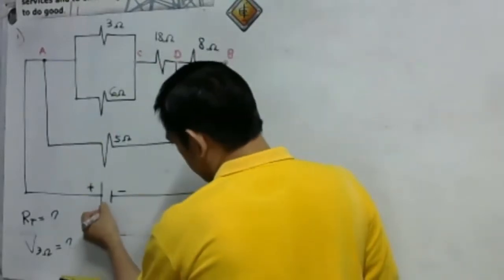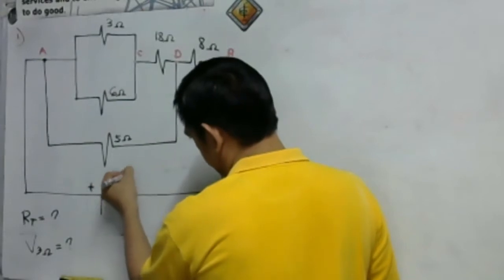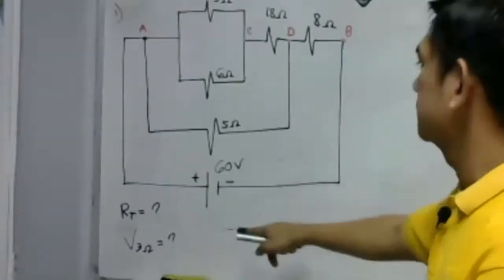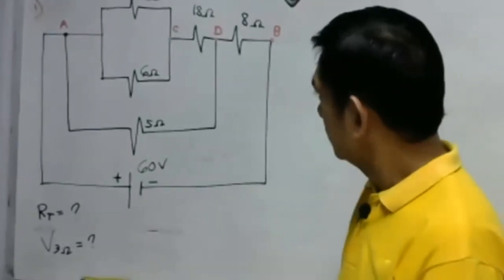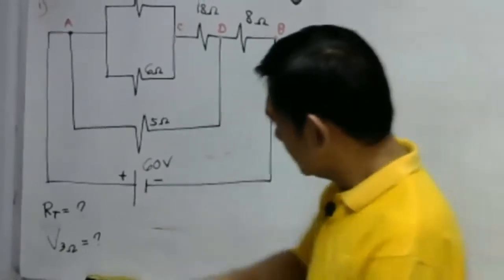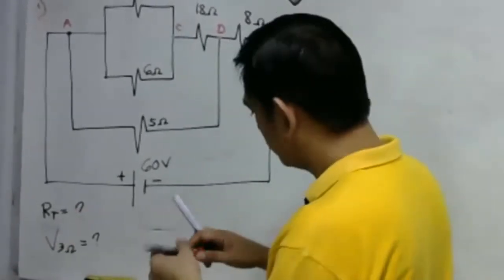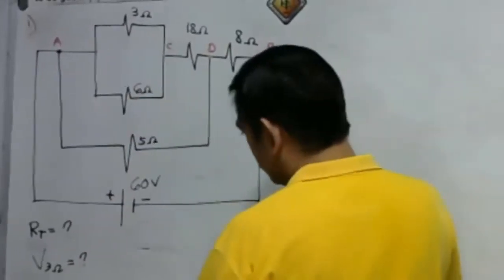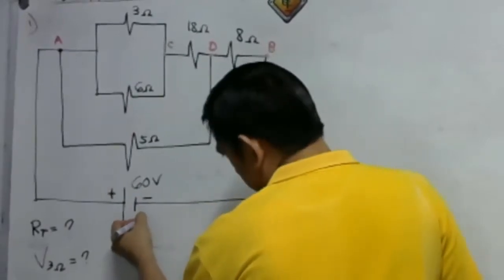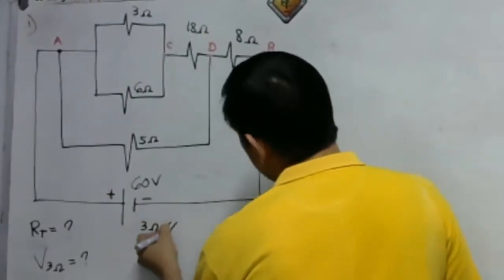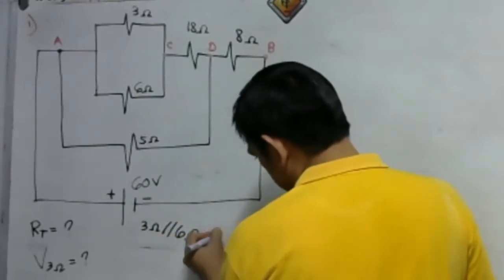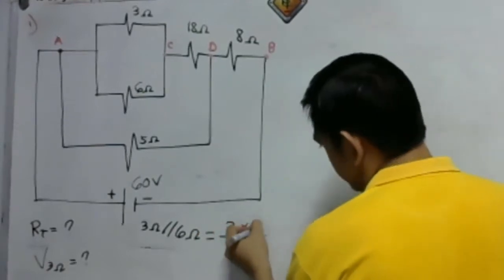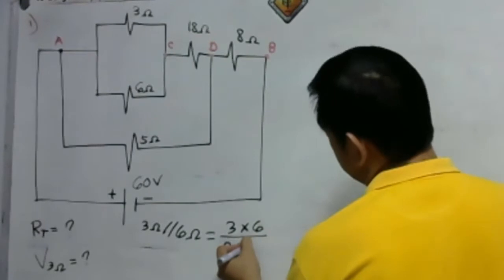So we have here 60 volts applied between points A and B. This is our source voltage. We can find first our total resistance. We can see here that the 3 ohm resistance is in parallel with the 6 ohm resistance. So that is simply equal to the product over the sum. So we have 3 times 6 over 3 plus 6.